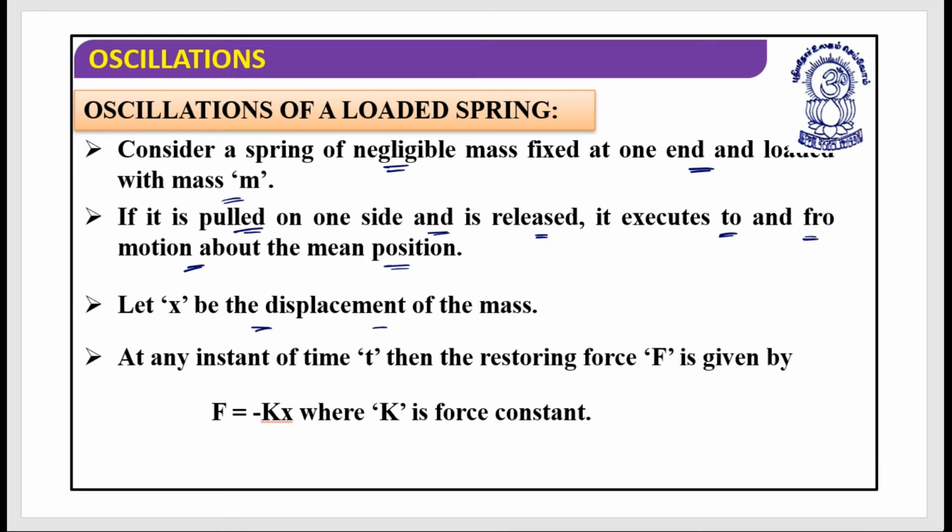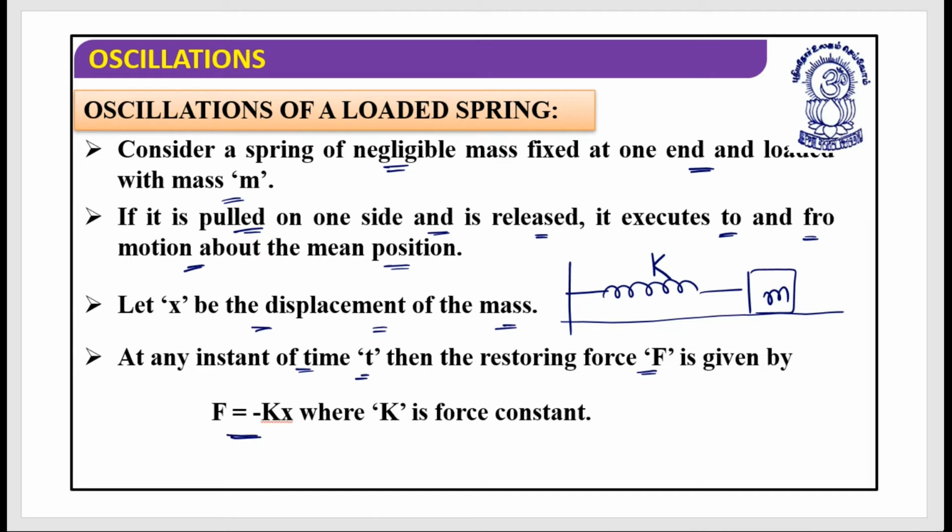Let's suppose x is the displacement of the mass m. Then at any instant of time t, the situation is something like this. I hope you can visualize it. This is the spring having spring constant k, and this is the block having mass m. It rests on this support. So in this situation, at any instant of time t, the restoring force F is F equals minus k x, where k is the force constant.